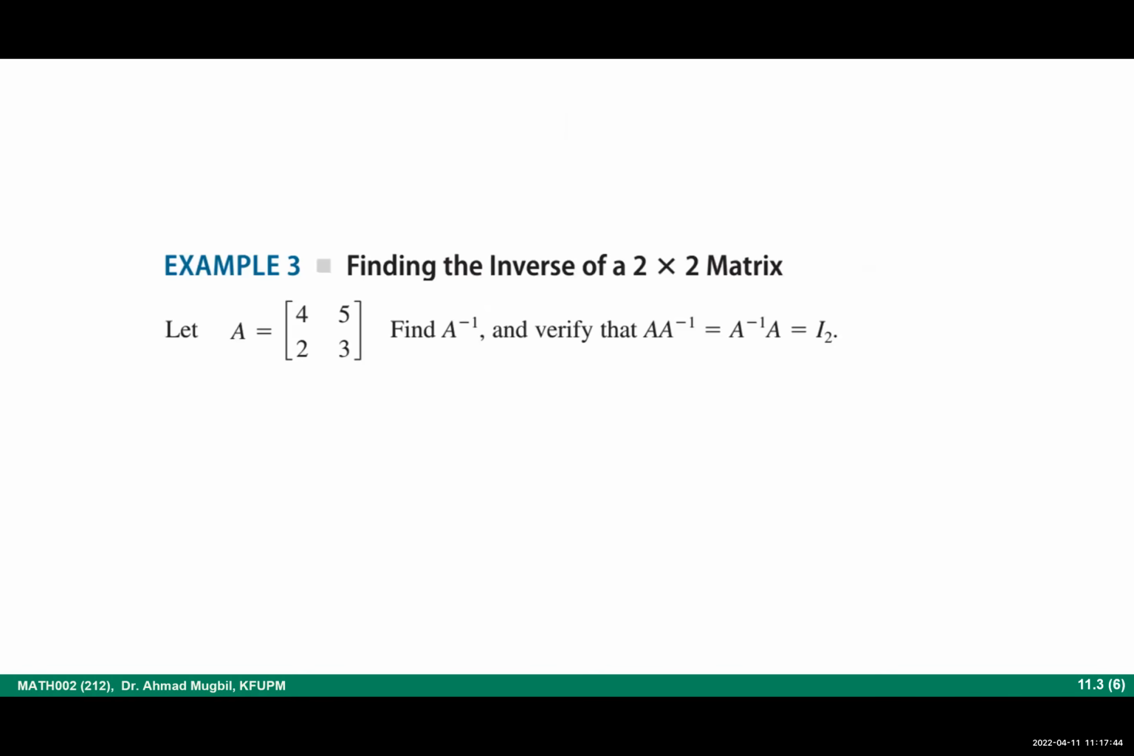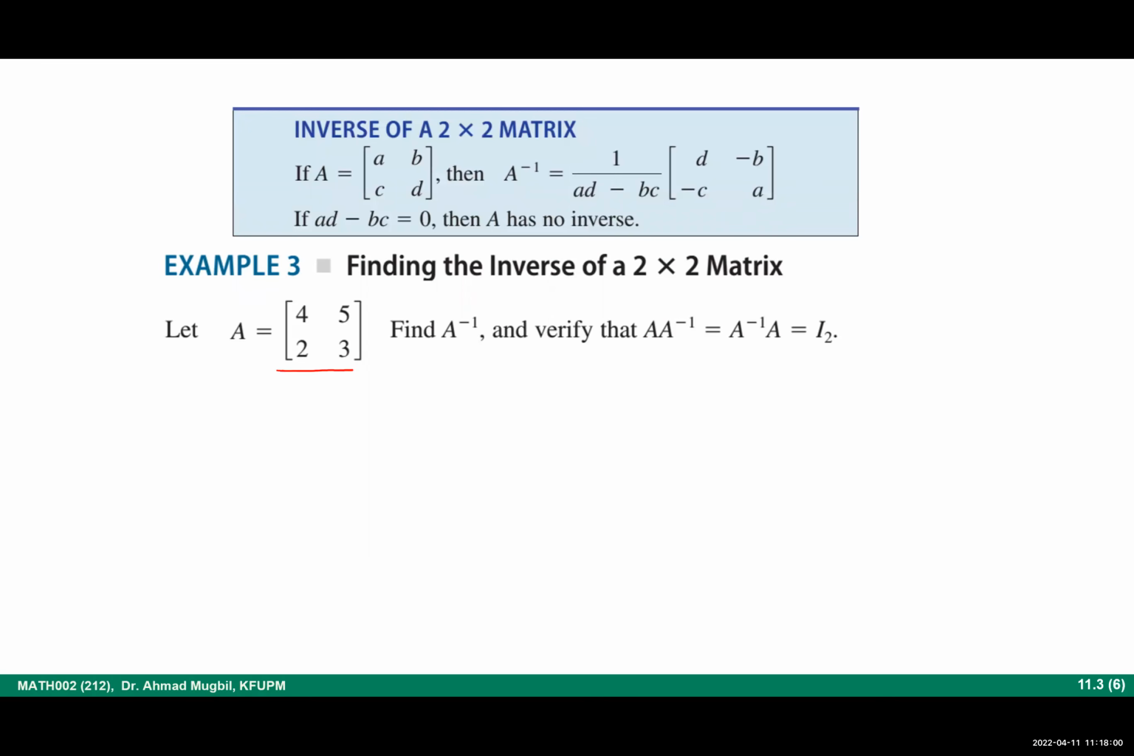Let's take an example. Here we have this matrix. We need to find the inverse, and we need to verify that it is really an inverse, that the product of them is the identity matrix. All you need to do is apply the method of finding a 2 by 2 inverse matrix. All you will do now is say the inverse of this matrix will be equal to 3, 4, -2, -5.